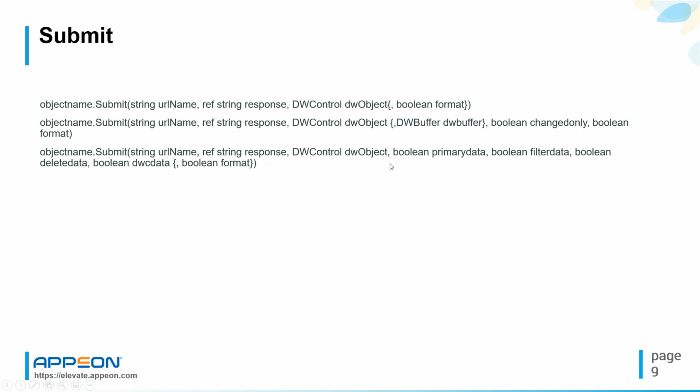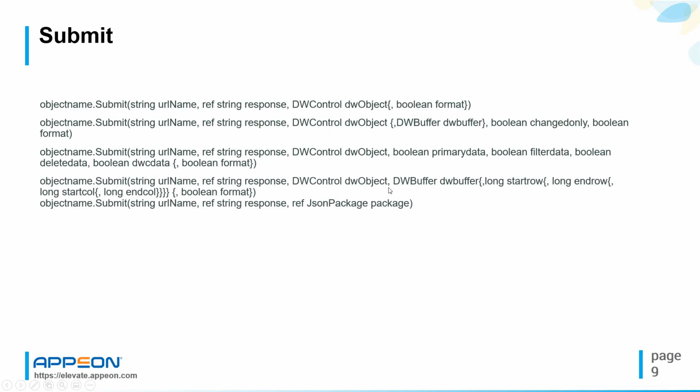This next version, the second version, you have the option to specify a particular data window buffer that you wanted to send the data from. In this version, you can select more than one of those buffers. So you can send data from the primary data buffer, the filter, the delete, and the data window children. And in this version, you can actually pick a starting row, an end row, and a starting and ending column.